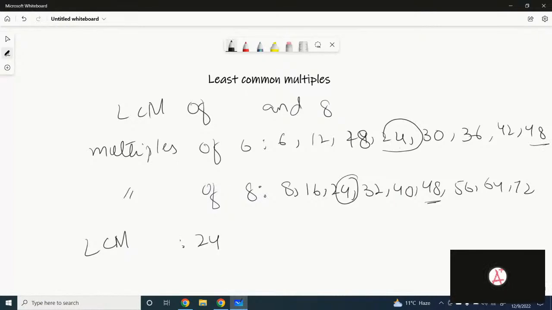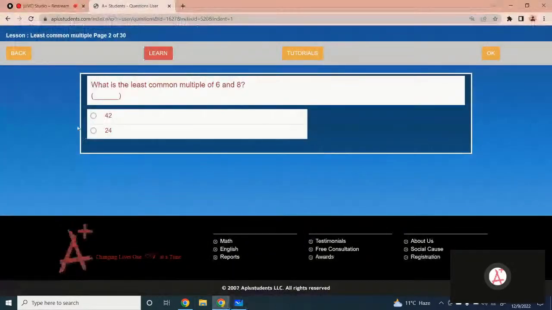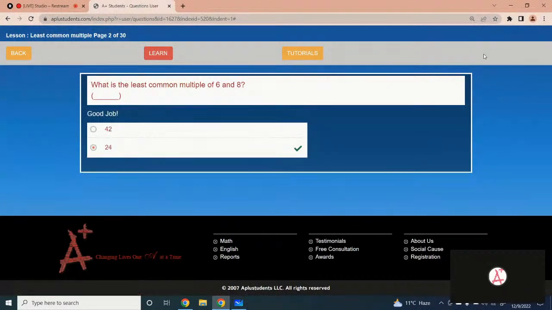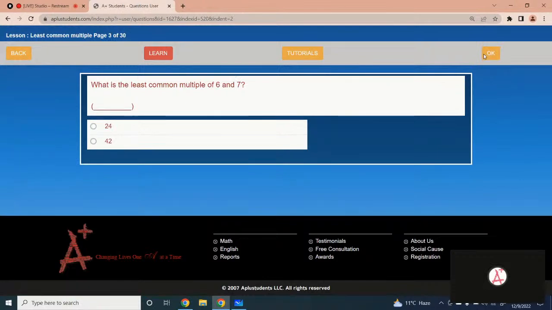Got it, everyone? Is there any question? Please write a question if you have any. Otherwise, I'm going to move on to the next question. It is 24. Just select the correct option and click on the OK button.